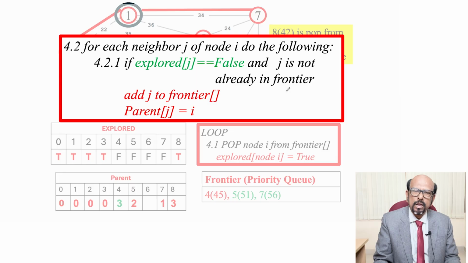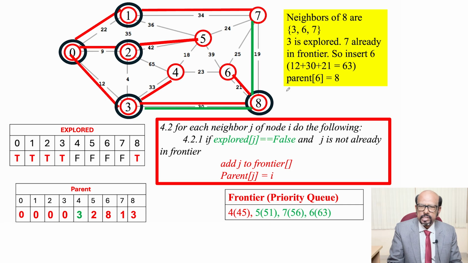Now in 4.2, 4.2.1 says that for every neighbor of 8, verify the two conditions. For example, for 8, there are 3 neighbors: 3, 6 and 7. 3 is already explored. If you look at 6 and 7, 7 is already in the frontier. So 6 is the only node which is neither explored nor in the queue. So we can insert 6.